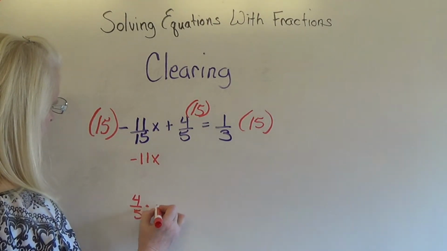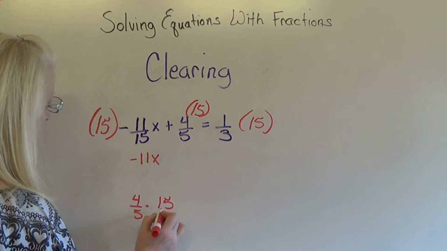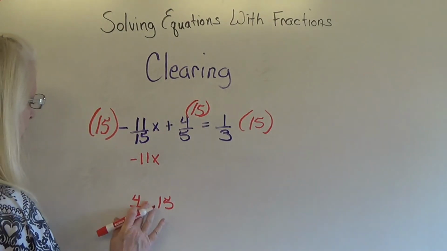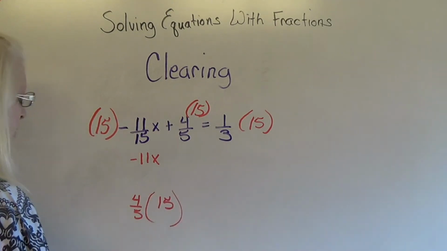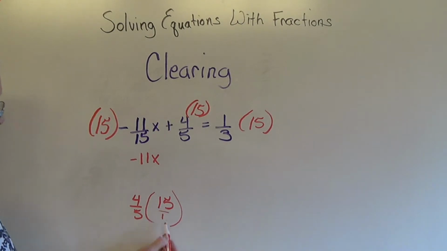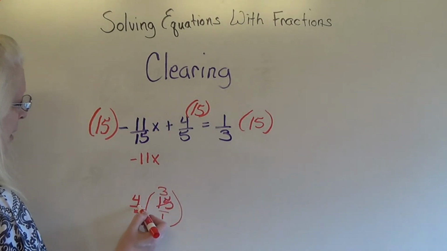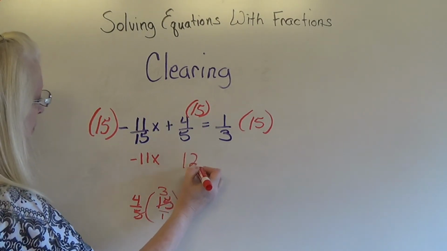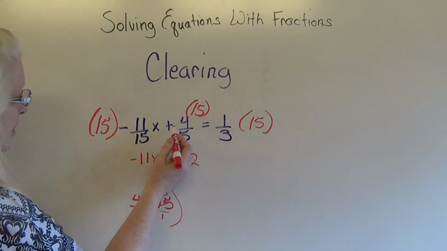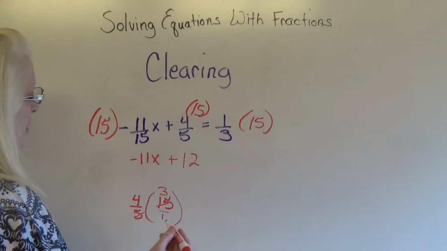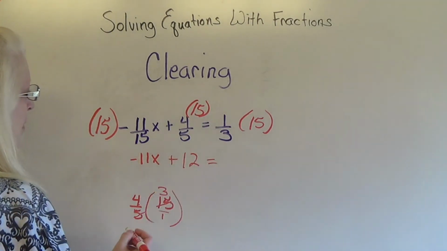All right, now I'm going to take the second term, 4/5, and I'm going to multiply it times 15. I could write it like that, or I could write it like that. They're both multiply. So you can think 15 over 1, 5 goes into 15 3 times, and 4 times 3 is 12, and it's positive. There's a plus sign. We aren't using any negatives here. Okay, so that took care of that one.